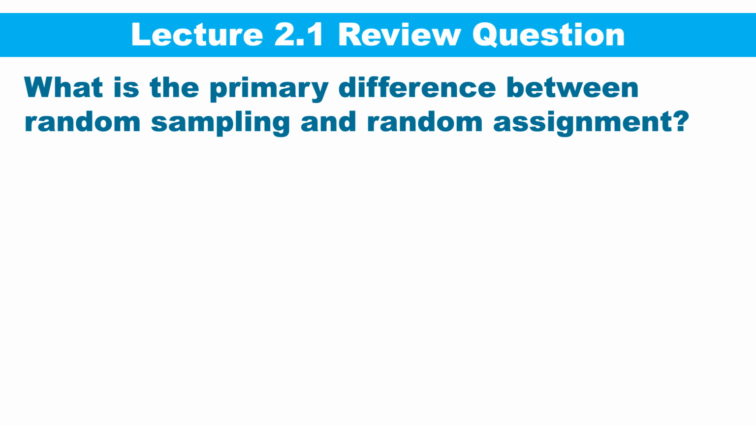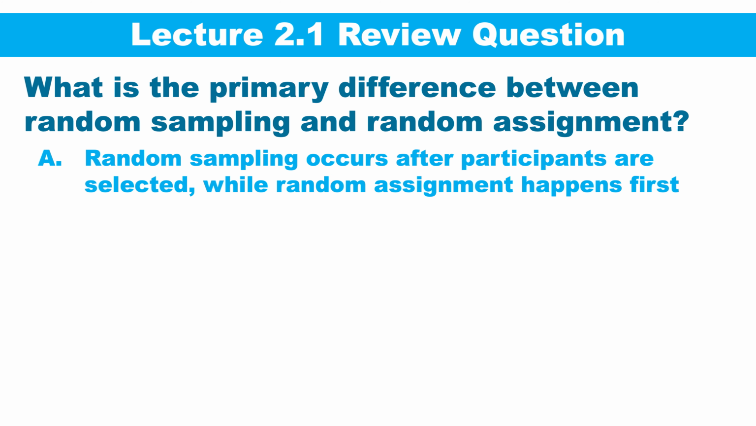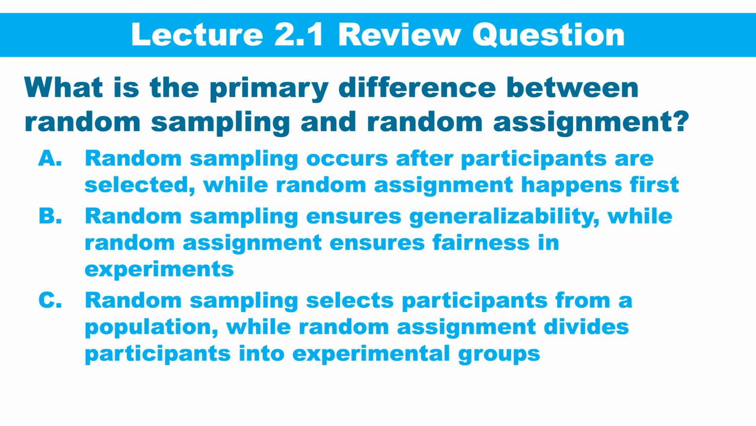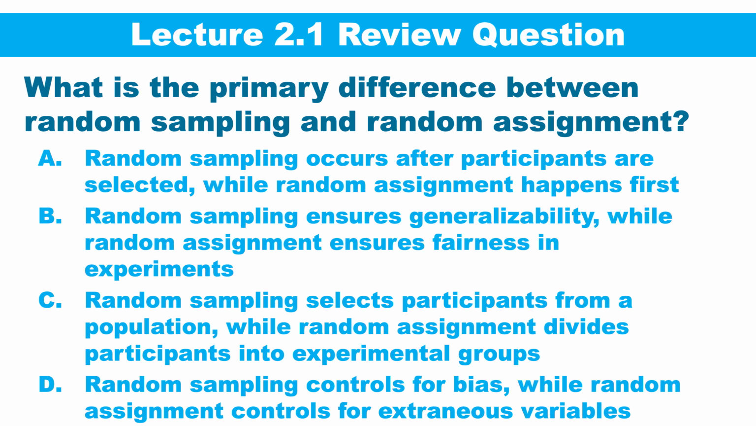What is the primary difference between random sampling and random assignment? A, random sampling occurs after participants are selected, while random assignment happens first. B, random sampling ensures generalizability, while random assignment ensures fairness in experiments. C, random sampling selects participants from a population, while random assignment divides participants into experimental groups. Or D, random sampling controls for bias, while random assignment controls for extraneous variables.